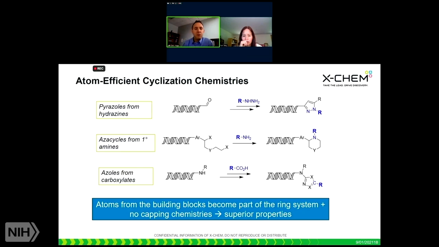We're not using capping chemistries. So these libraries tend to have very attractive properties compared to libraries where you're successively concatenating building blocks and then capping amines in various positions.